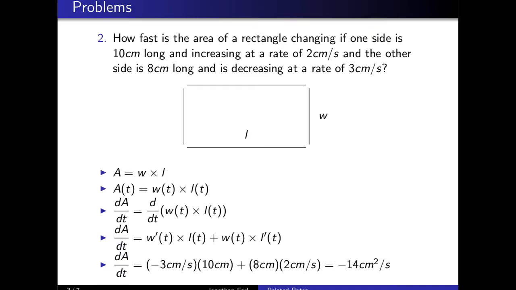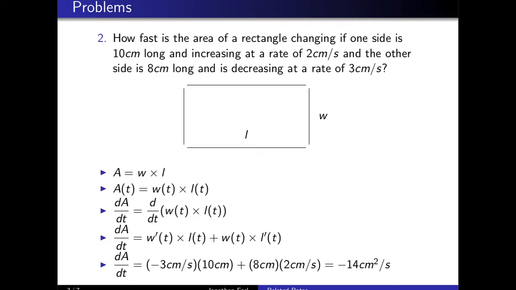So we're told that w is 8 centimeters and decreasing at a rate of 3 centimeters per second, so w prime is minus 3. And L we'll say is 10 centimeters long, increasing at a rate of 2 centimeters per second. And from there, we get minus 3 centimeters per second times 10 centimeters, plus 8 centimeters times 2 centimeters per second. And we put that together and we get minus 14 centimeters squared per second.